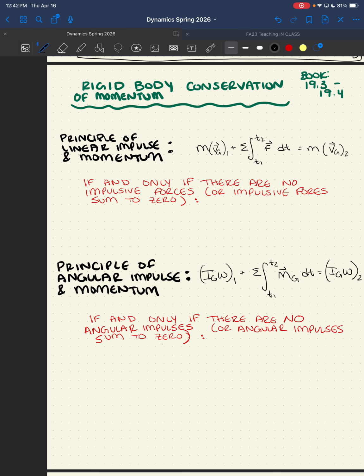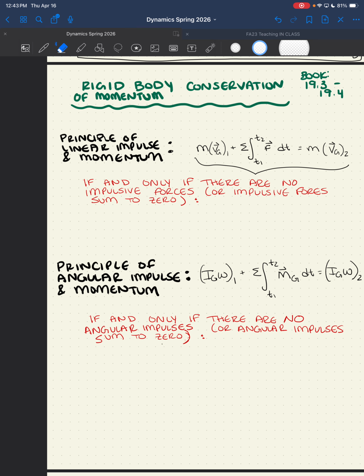So if we're looking at the linear impulse and momentum for a rigid body, this is principle of linear impulse and momentum. If and only if there are no impulsive forces, or that those impulsive forces sum to zero, which happens a lot of times when we treat two items as a system that impact each other. If we treat them as a system, the impulse on one body is equal and opposite the impulse on the other body, and they end up canceling.